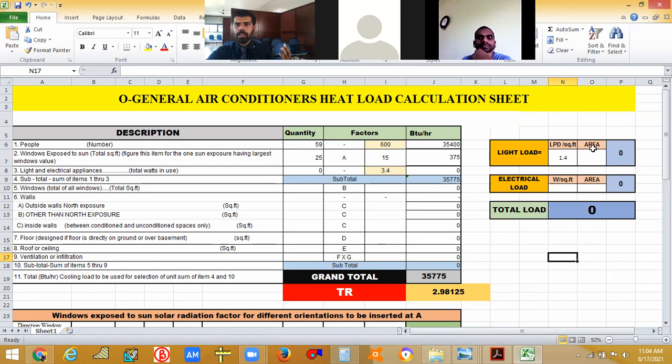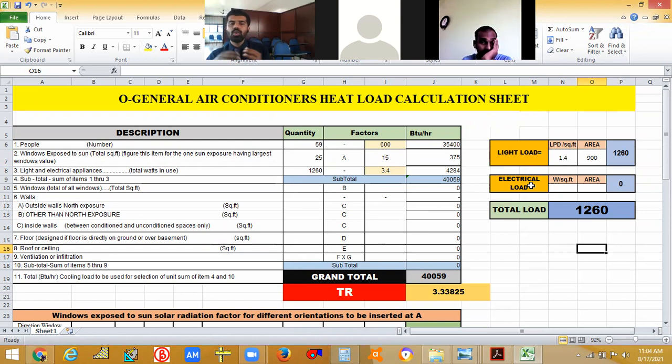Area of our room is 900 square feet. Correct. So give 900, and you will be getting the light load as 1260. And we have electrical load also. We have to find the electrical load. This electrical load should be given by the electrical engineer.